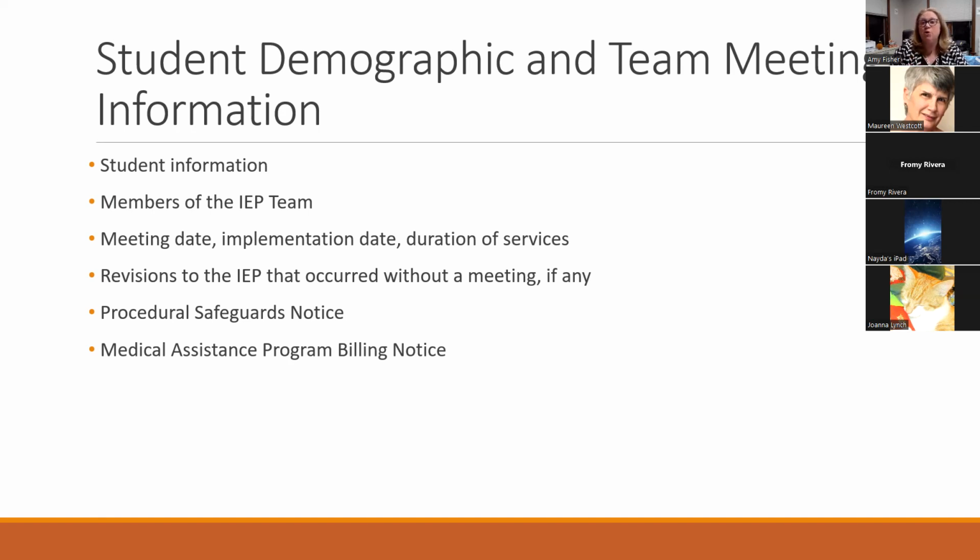You don't necessarily bring a whole team together to do that. You just make the revision. The school will typically send you an email or something to sign that says you made the revision. But then when you come back to meet, that will be listed on the IEP as a revision that was made without a meeting. That'll be listed in the demographic section. This is also where you'll get your notice of procedural safeguards, and there will also be a medical assistance program billing notice. So this is all in that very first section of the IEP.